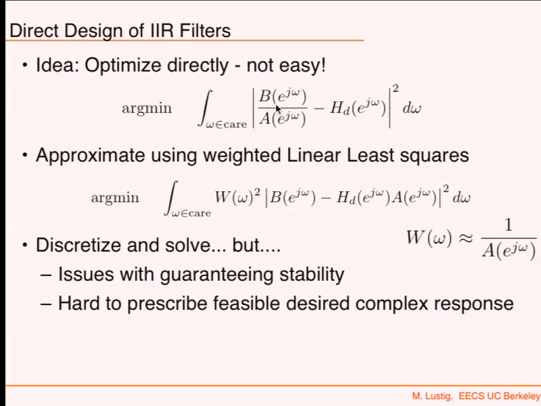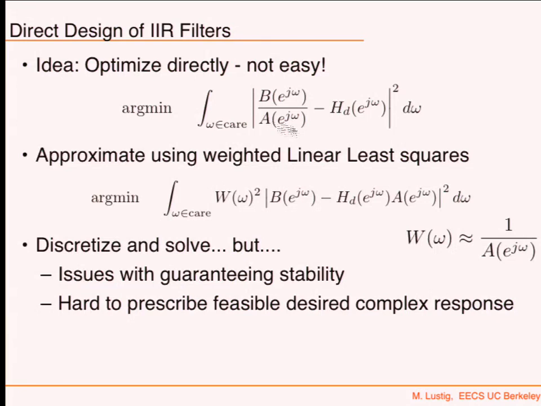So what people do instead is approximate this as a weighted linear least squares. Before, we had a linear least squares problem where we wanted to design just an FIR filter. Here we can transform this problem by effectively saying, okay, if we want to minimize this, how about we just multiply, just get rid of this.